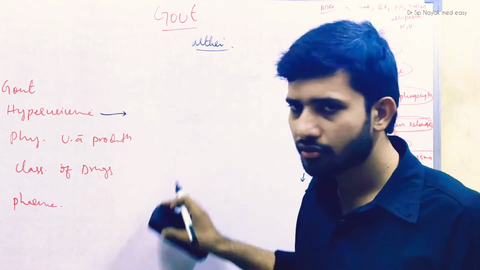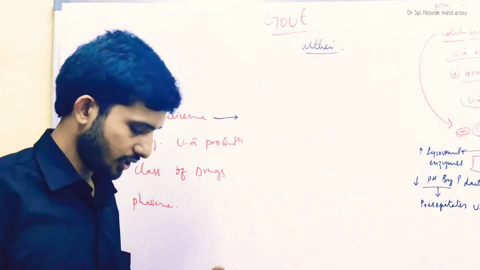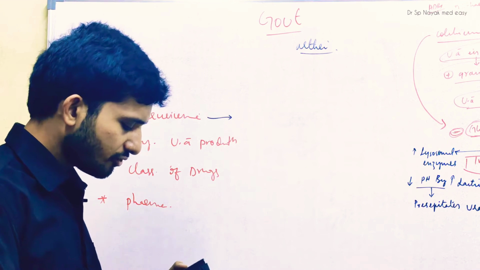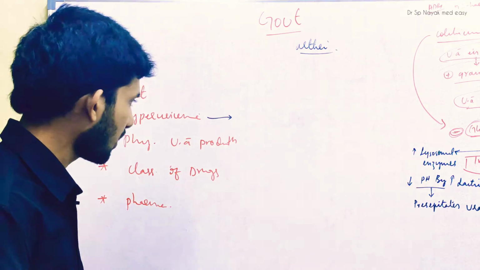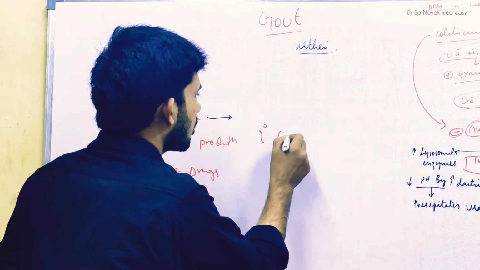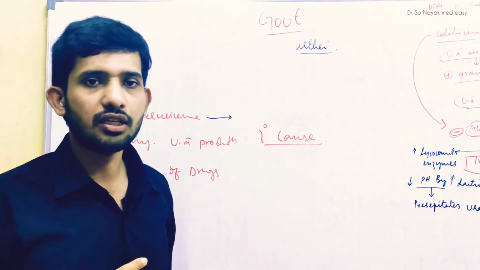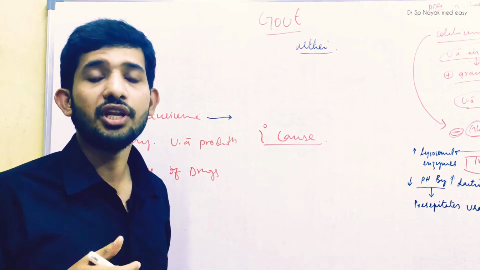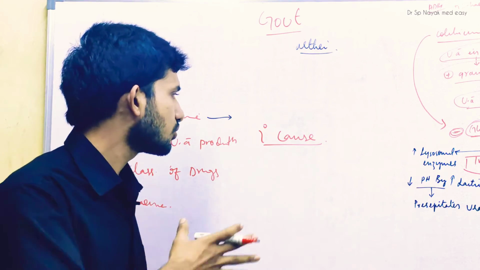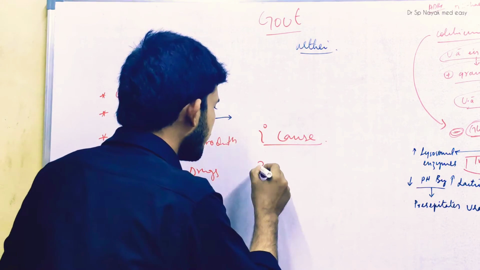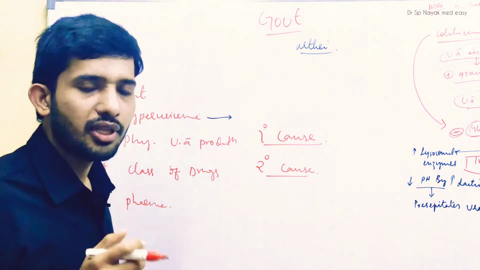Let us see the physiology to understand what actually causes gouty arthritis. We have different causes of hyperuricemia, and first the primary cause. In primary gouty arthritis, the uric acid production is very high, which may be due to hereditary disorders. Anyway, we will not discuss that in detail. And in secondary causes of hyperuricemia, we have many different causes.